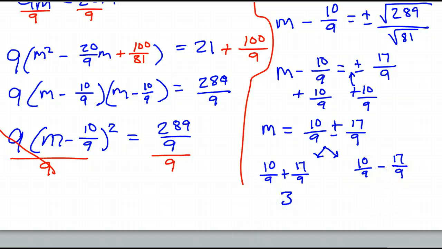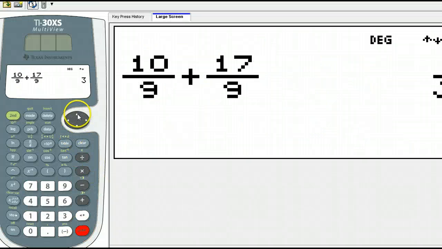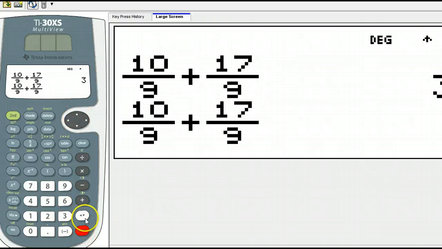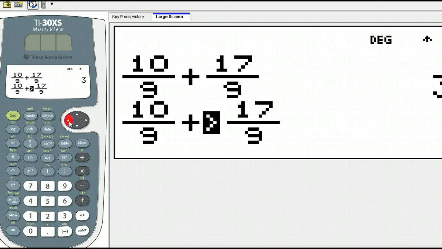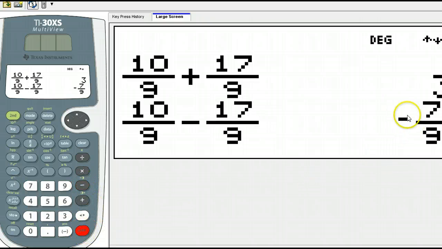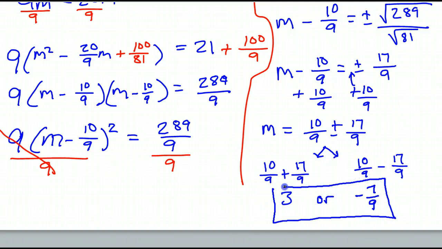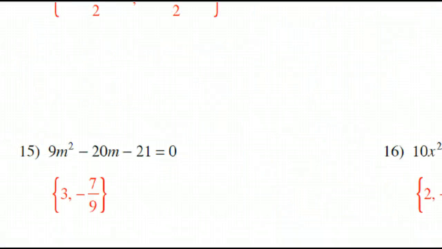Now if we do minus. Notice, if I want to be clever, I don't have to type this in again. I can just go up, hit enter, and go back and change this to a minus. And I get negative 7 over 9. So these are the two solutions. Let's check our answer. 3 and negative 7 over 9.